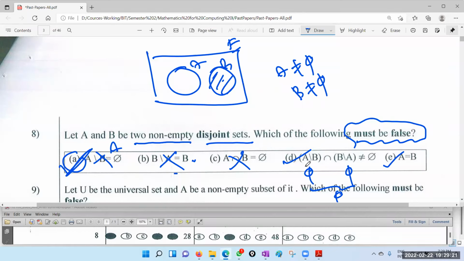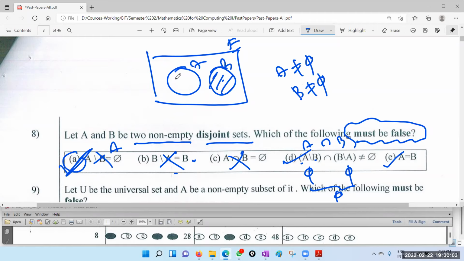So here also I made the same mistake. Here it says A intersection B. A minus B must be A, B minus A must be B, and they say A and B are not 5. Right? A minus B is A, B minus A is B, and A is not 5, B is not 5, therefore A intersection B cannot be 5. Then we are in trouble, because this is intersection.